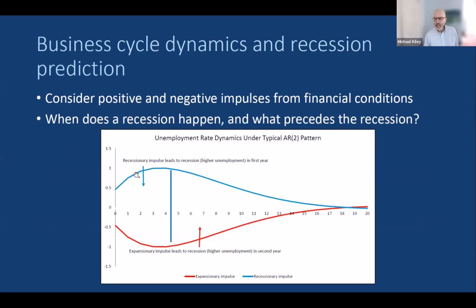So what does that imply? Well, here there's just a picture of what I just described, where I consider positive and negative impulses from financial conditions. Right, so a positive impulse are the red line here. That's an impulse that lowers the unemployment rate. So this is an expansion. And a negative impulse is the blue line, right? That's a recessionary impulse that initially raises the unemployment rate.